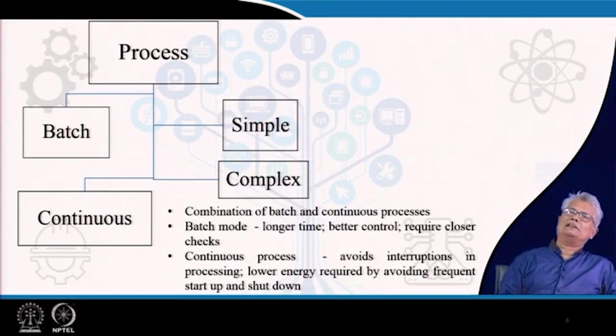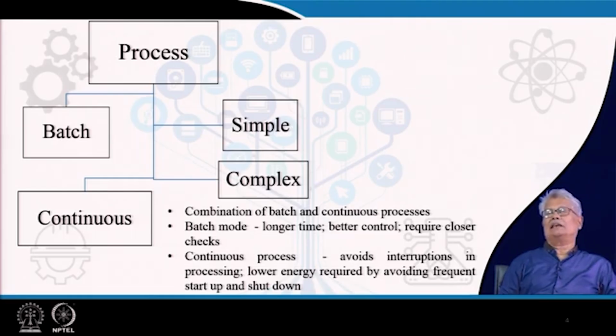If you look at different types of processes and their classification, obviously the simplest classification would be a simple process and a complex process. The process can also be performed as a batch, or it could be a continuous process also. There are several cases of combination of batch and continuous, and definitely there are certain advantages and disadvantages of each.